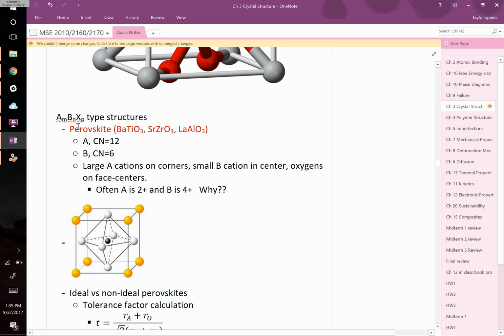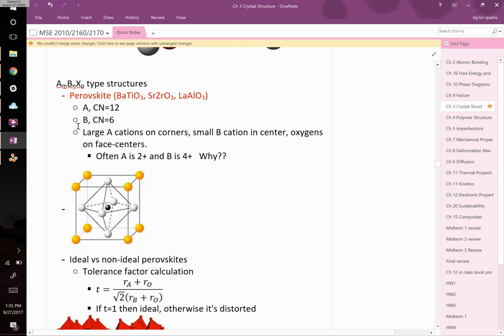So now you've got two different cations, A and B, and one anion. And the most technologically important crystal structure out there is called the perovskite crystal structure, right? Examples of it are barium titanate, which is something called a piezoelectric, which we'll come back to later this semester. Just super, super important materials. Again, you've got two different cations, in this case the barium and the titanium, and then one anion, which is the oxygen.